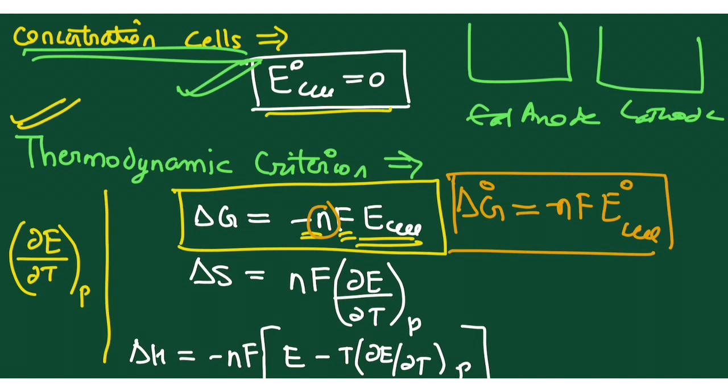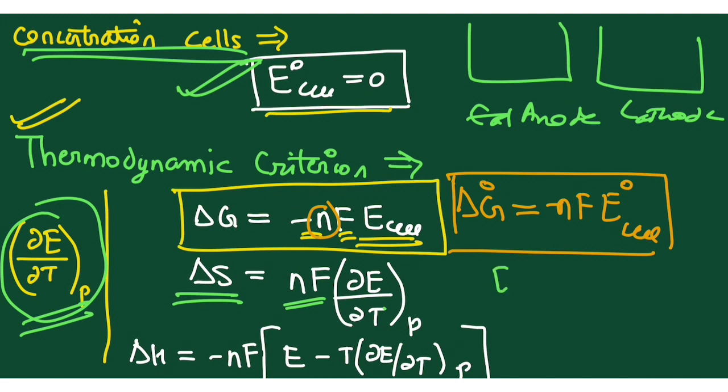Now if I calculate the change in entropy, delta S is equal to nF del E by del T at constant pressure. That is something we have to define: del E by del T at constant pressure. You will be given an equation of E, how it varies with temperature, then you will differentiate it with temperature. Then at the particular temperature which is asked, say 298 Kelvin, you will put T equal to 298 and put it here.